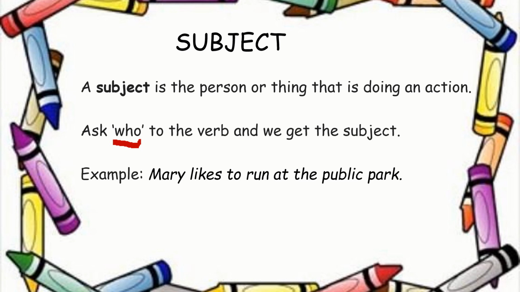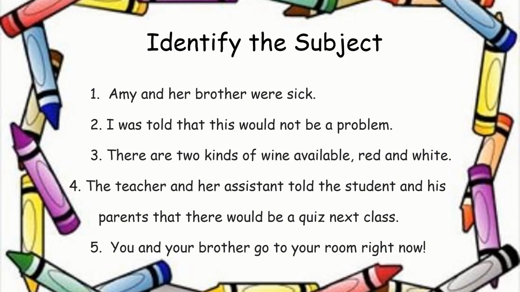For example, Mary likes to run at the public park. Now, which is the verb in this? Likes is the verb. So, if you ask the question who to the verb likes, who likes? Mary. So, then Mary is the subject. Now, let us identify the subject in the following sentences. So, first you have to identify the verb and then you will get the subject.